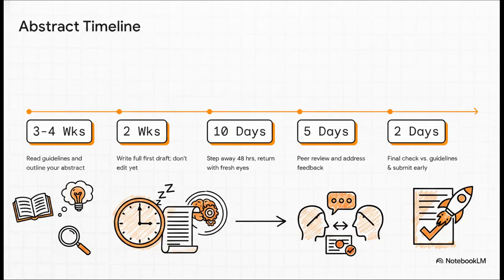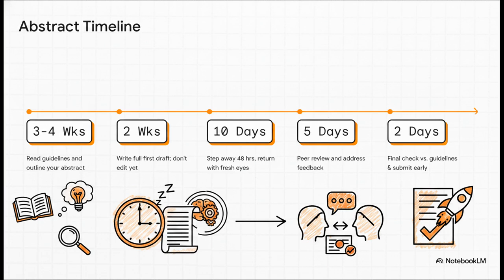Great abstracts are drafted and rested, never panicked over at midnight before the deadline. Here's our timeline. 4 weeks out, outline that core message. 2 weeks out, hammer out a full draft. But pay attention to day minus 10. You need to step away for a full 48 hours.